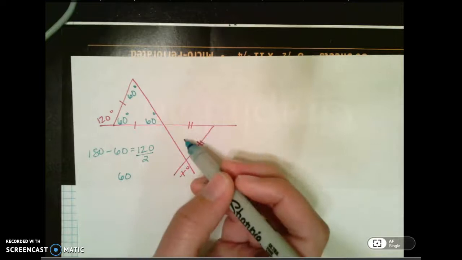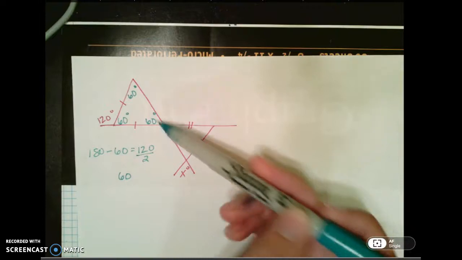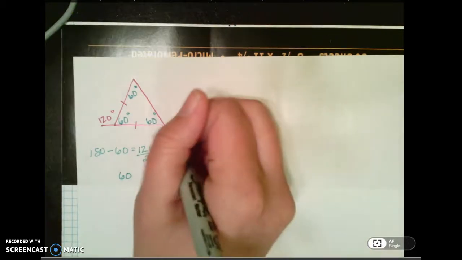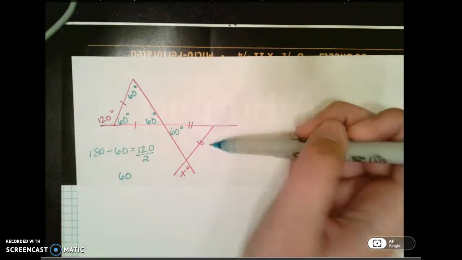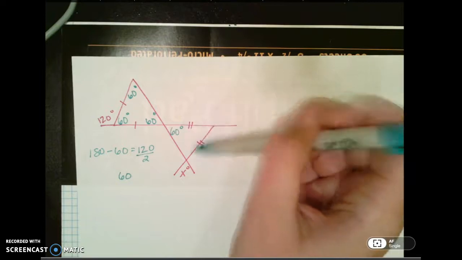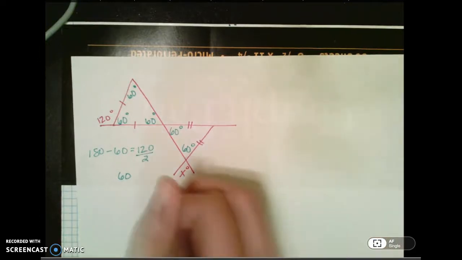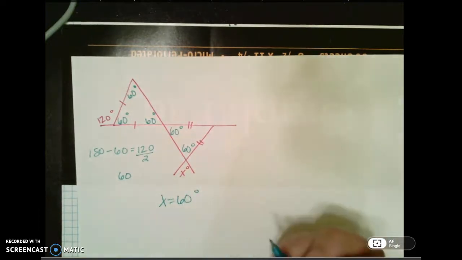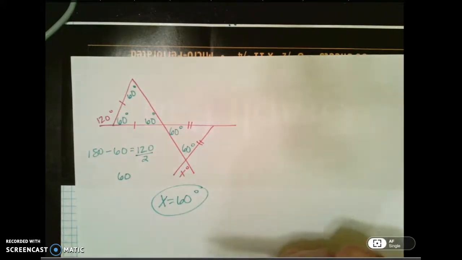Now I can move to this triangle. If you notice, 60 and this one are vertical angles. Vertical angles face each other, and they're also the same. So if this one's 60, this one is 60. And likewise, because this is an isosceles triangle, if this one's 60, this one's 60. And then 60 and my x are vertical angles, which means x equals 60. Okay, it just happened to be that way, that they were all 60. That doesn't always happen. Sometimes they're different. But in this case, that's the way it was.